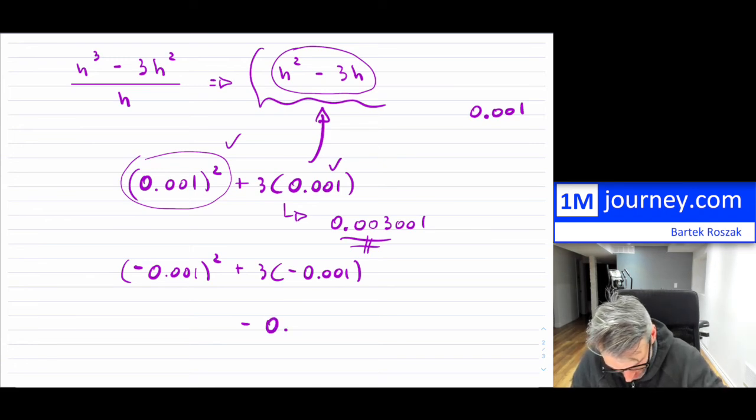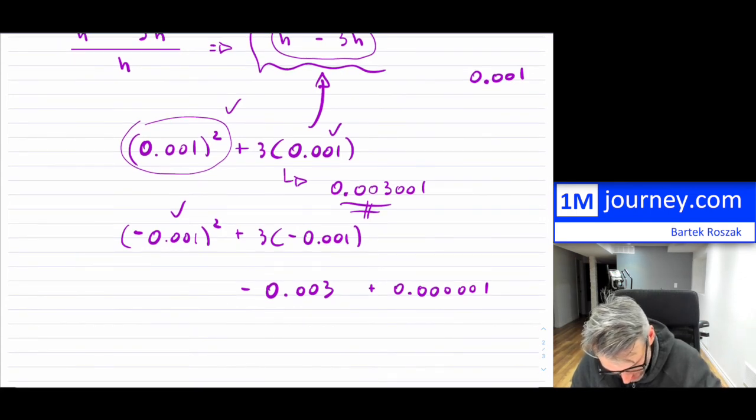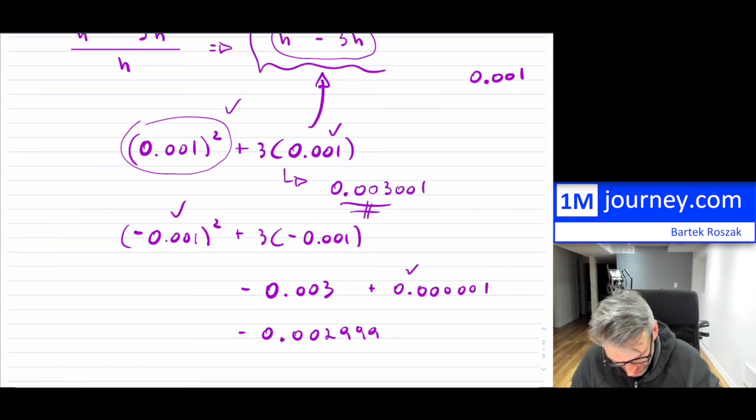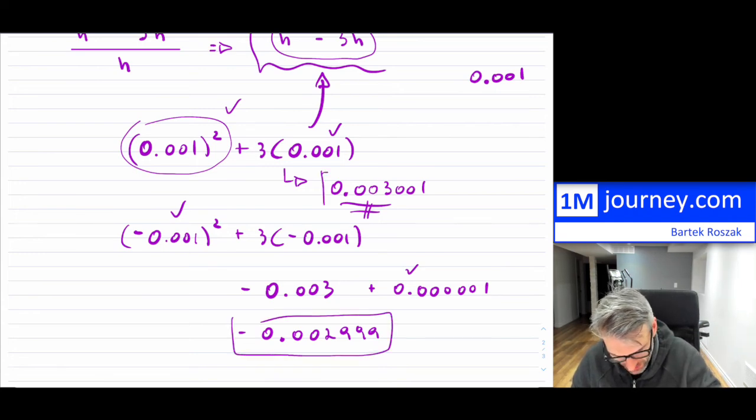So you're going to get this 0.003, and then this is going to be plus 0.001 plus 0.000001. It's going to be very tiny. Adding this up, there's going to be a 2 and then 9s, approximately there. So you have these two.